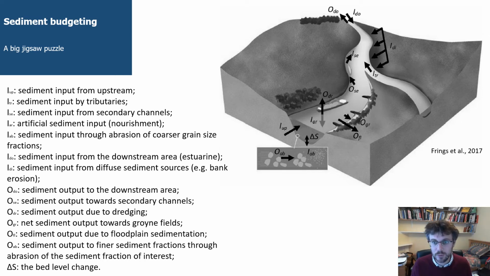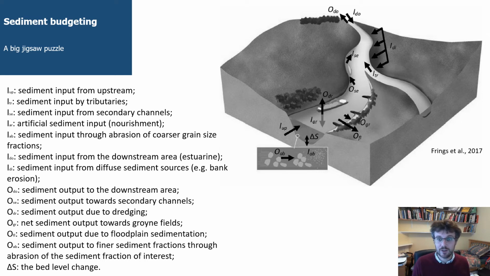If inputs are equal to outputs, there'll be no morphological change. If, however, there's an imbalance between inputs and outputs, we'll expect the bed level of the total reach to vary, either by increasing or decreasing. And it's often these changes in bed level that we're interested in from a river management perspective, because aggradation, for example, can cause the performance of flood defences to decrease because we're filling up our river channel with material and it's unable to convey the flux of discharge that those defences were designed for.